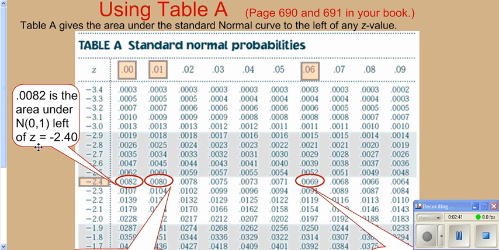If you had a z-score being a negative 2.40, you go to negative 2.4 on the left, and then you are going to be using that row going across. But then your second number after the decimal point is a 0, so you have to go to the second number after the decimal being a 0, and that's that first column. So we would say the area to the left, how much data is less than a negative 2.4, is 0.0082.